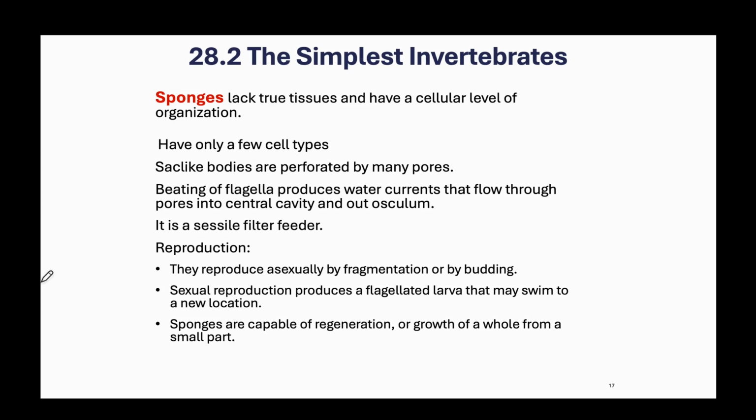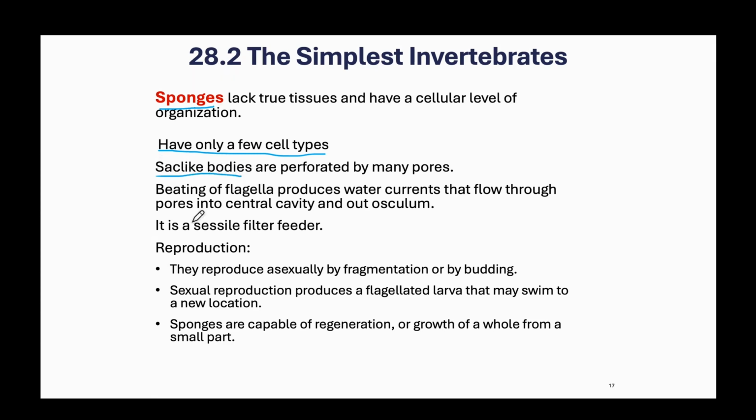Now, an example is going to be sponges, okay? And they lack true tissue. They are asymmetrical. They are protostomes. They have only a few types of cells. This is important right here. They only have a few different types of cells. And they have a sac-like body. They are also sessile filter feeders.